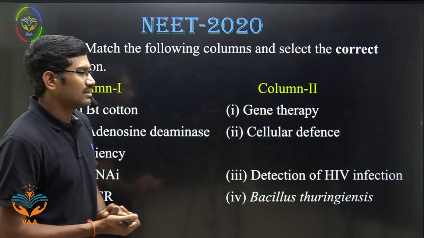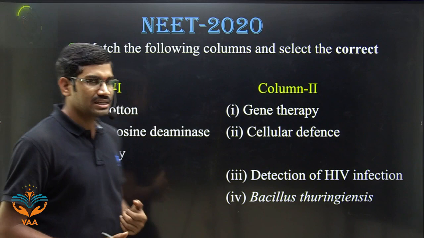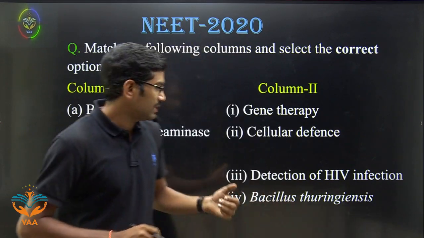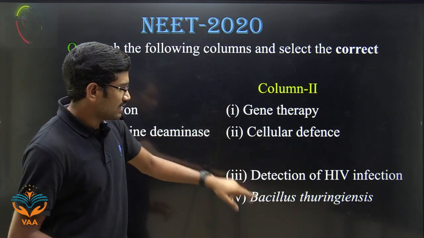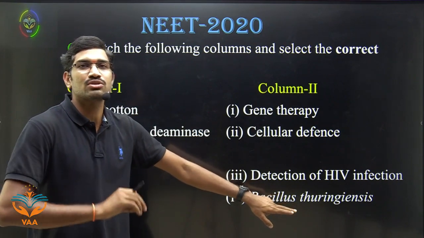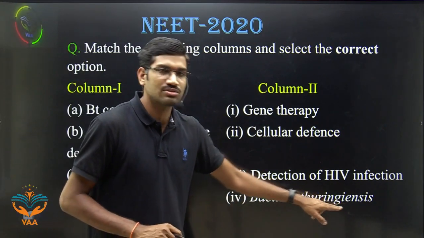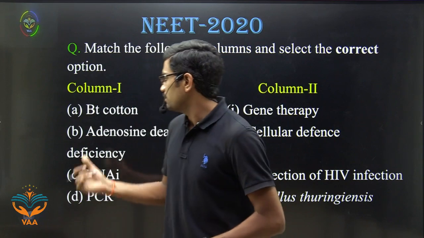Match the following. Here it is BT cotton. So they are giving the BT cotton here. The gene for the synthesis of this BT cotton is taken from Bacillus thuringiensis. So this is matched with Bacillus thuringiensis.